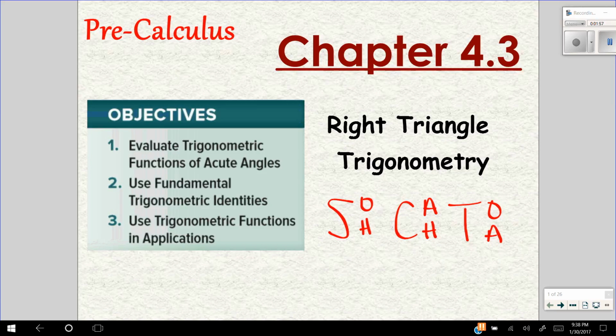And then last year I introduced to you guys the reciprocal functions. The reciprocal of sine is cosecant, so that would be hypotenuse over opposite. The reciprocal of cosine is secant, so that would be hypotenuse over adjacent. And the reciprocal of tangent is cotangent, and that would be adjacent over opposite. So we'll see those again in just a second.